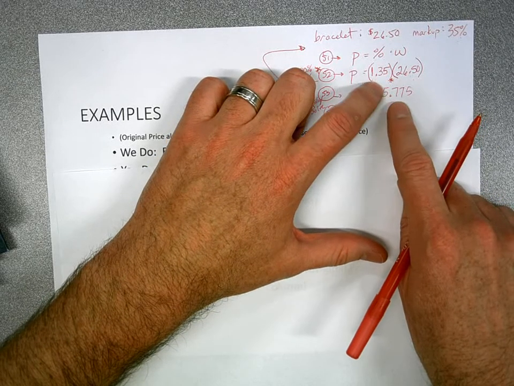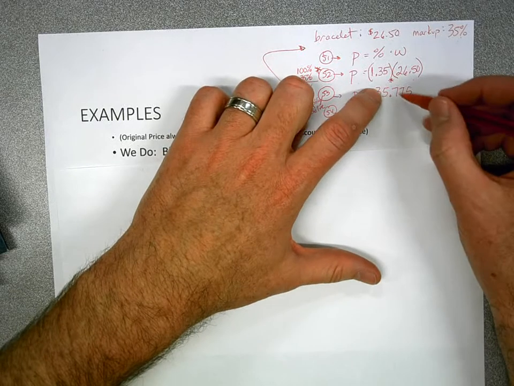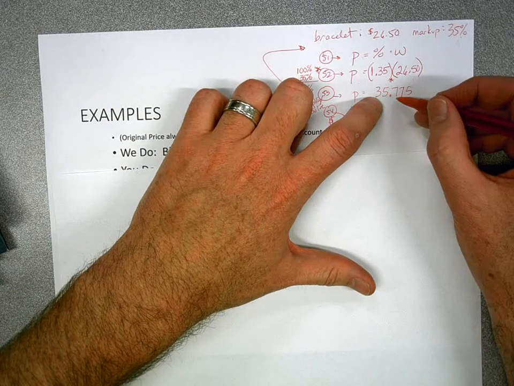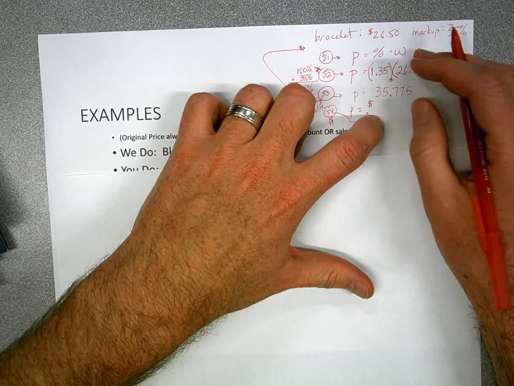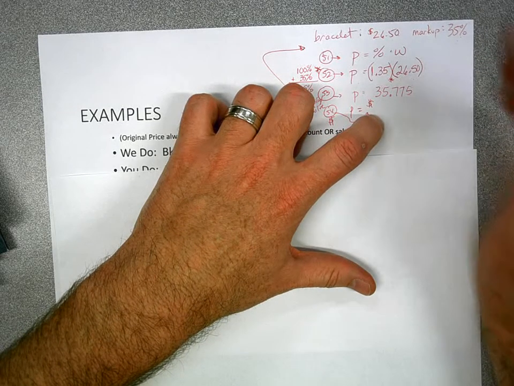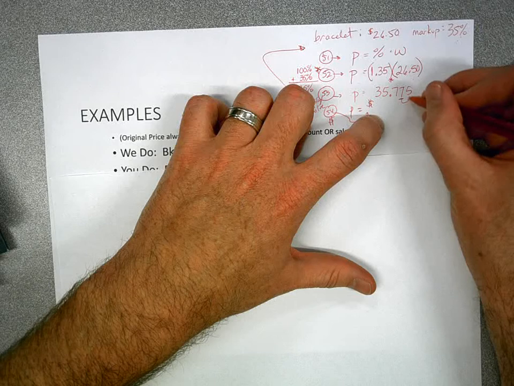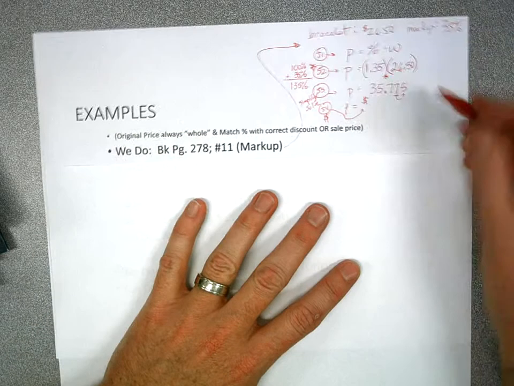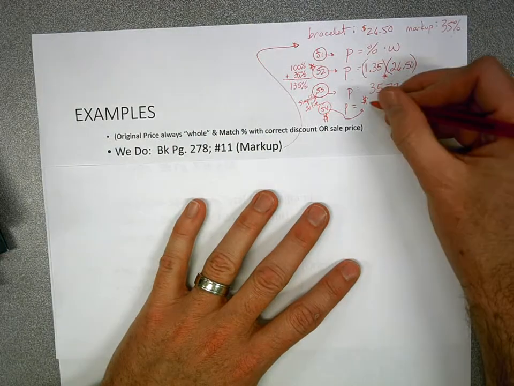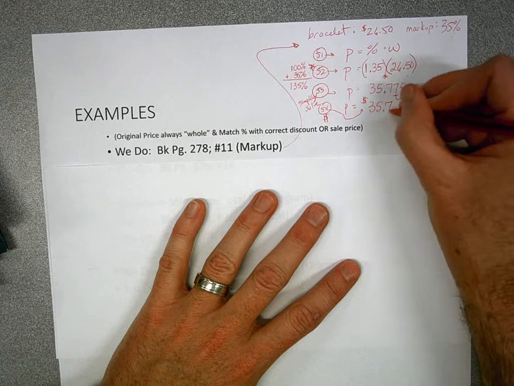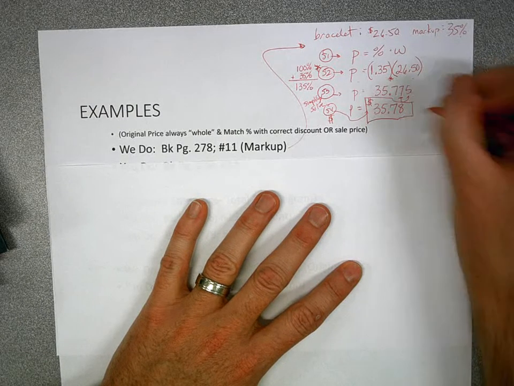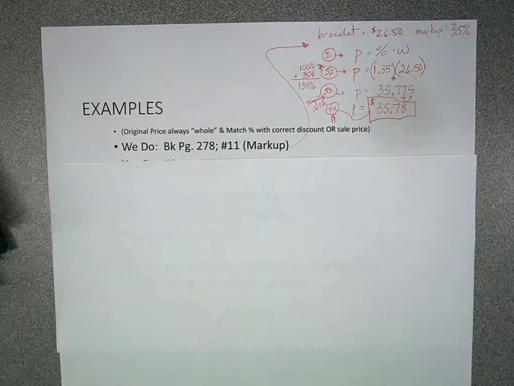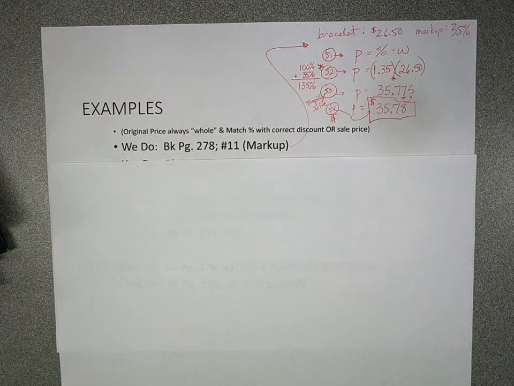Sometimes it'll just be like 35.7, and you have to put the extra 0. But basically what you need to do is take your cents and make sure you have the number of pennies there, meaning round to the nearest hundredths in this case. So 5 makes the 7 go up, so we have $35.78. And that is the price of the bracelet with the markup. Write that down.